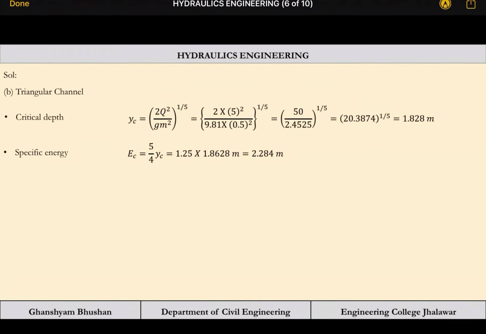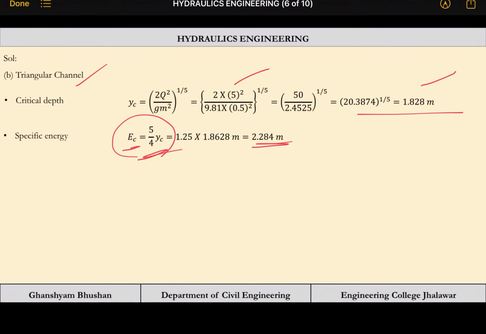Now let us try to solve for triangular channel. In triangular channel, everything is given to you. Put all the values here, you will get yc as 1.828 meters. If you multiply it by 5 by 4, you will get the value of ec, because ec is 5 by 4 yc. Yc is 1.828, multiply it by 5 by 4, you will easily get 2.284 as the value of specific energy for critical flow. So this was a very basic example, directly based on the formula.